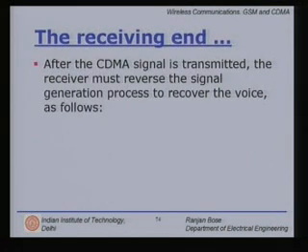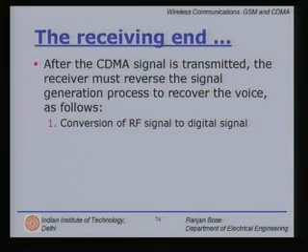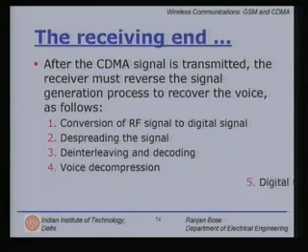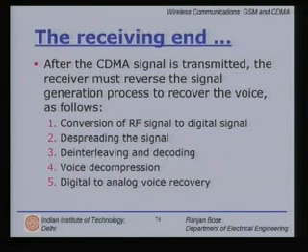After the CDMA signal is transmitted, the receiver must reverse the signal generation process to recover the voice as follows: conversion of RF to digital signal, despread the signal, deinterleave and decode, voice decompression, and finally digital to analog voice recovery. Just the reverse of the process. If all of them work well, we hear the voice with clarity.